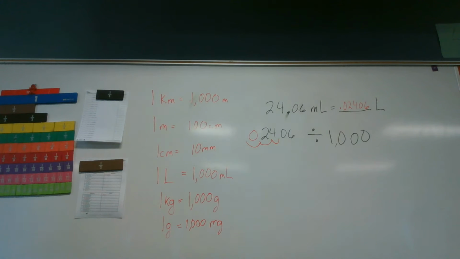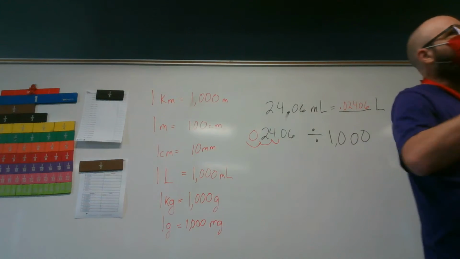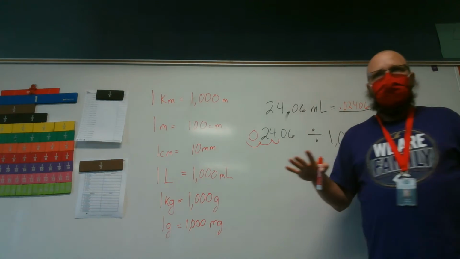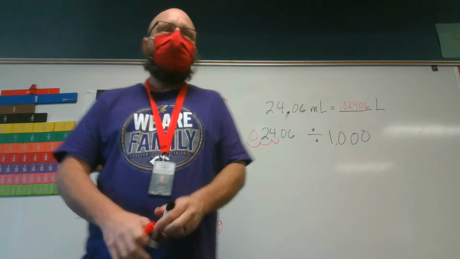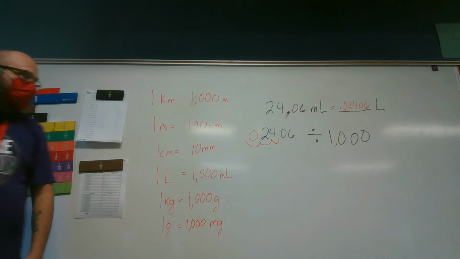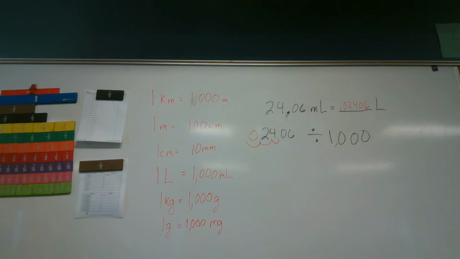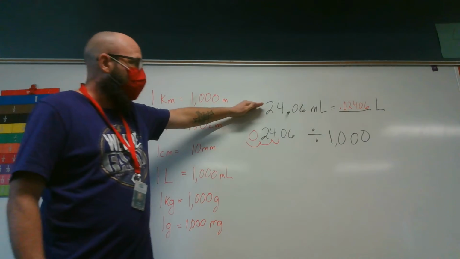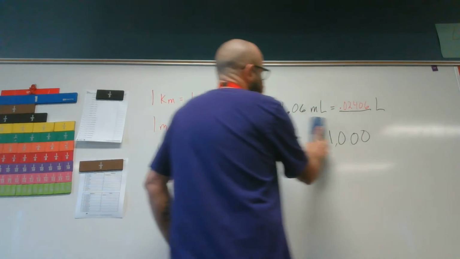A lot of numbers behind the decimal point, but it's simply moving the decimal point. That is all you're doing. Figure out if you're multiplying or dividing. Look at your chart. And what you're multiplying and dividing by are either going to be tens, hundreds, or thousands. You're going to be multiplying or dividing by the number in the problem.